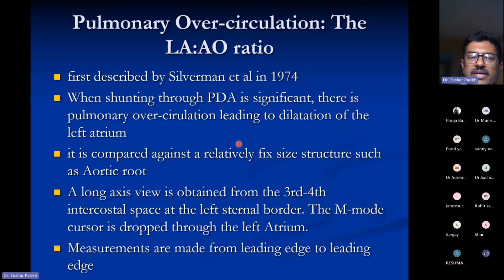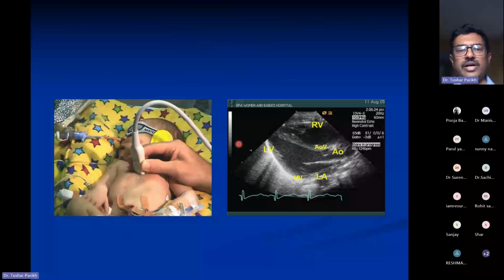So a long axis view is obtained. Parasternal long axis view is taken. So this is the probe. This is the left side. So the long axis view is taken like this. The orientation marker is facing 11 o'clock. And then you get a long axis view. And then you get, so this is the LA, mitral valve, LV, LV outflow tract. The aortic root is measured at the hinge points of the aortic wall. So this is the aortic root diameter.